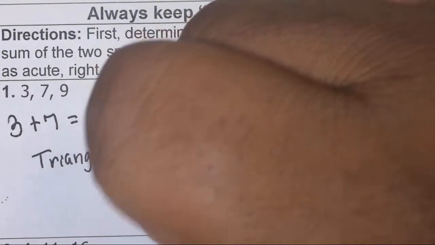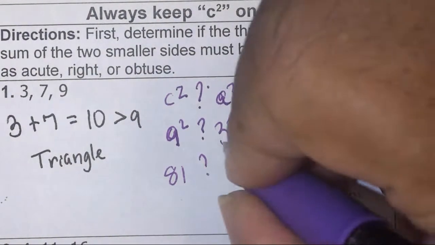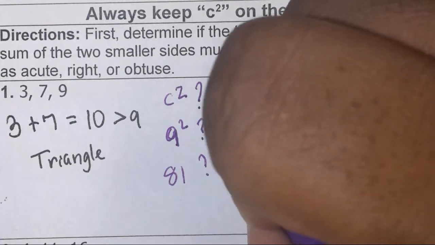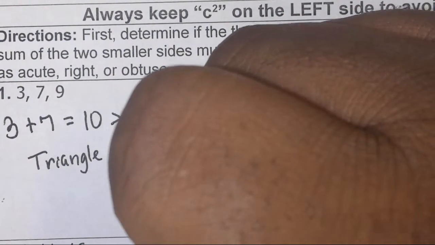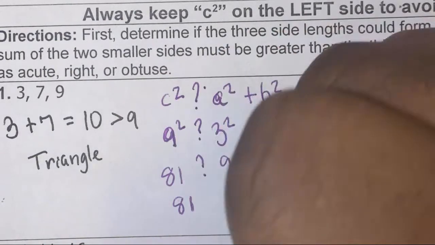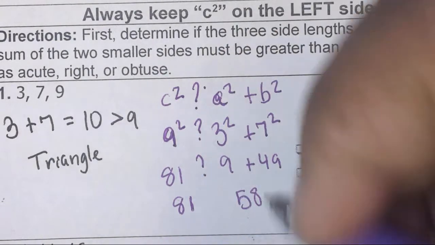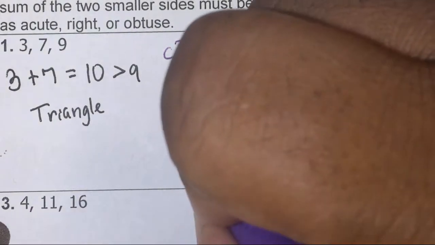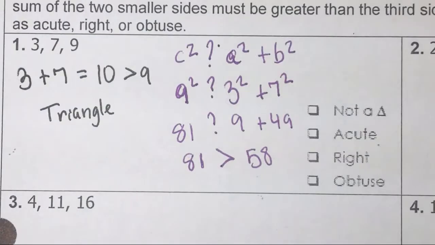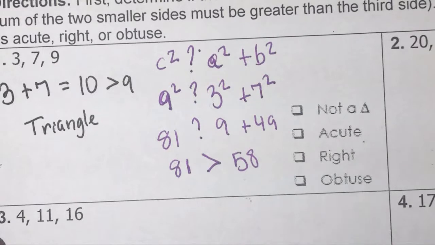Alright, then solve. Solve this side, solve this side. This side you get 81. On the other side, 3 squared, 9 plus 49. Anybody can do that math in their head? 58. So you got 81 and 58. What sign should go in the middle? 81 is what? Greater than 58. Based on that, what triangle do you have? Obtuse triangle.